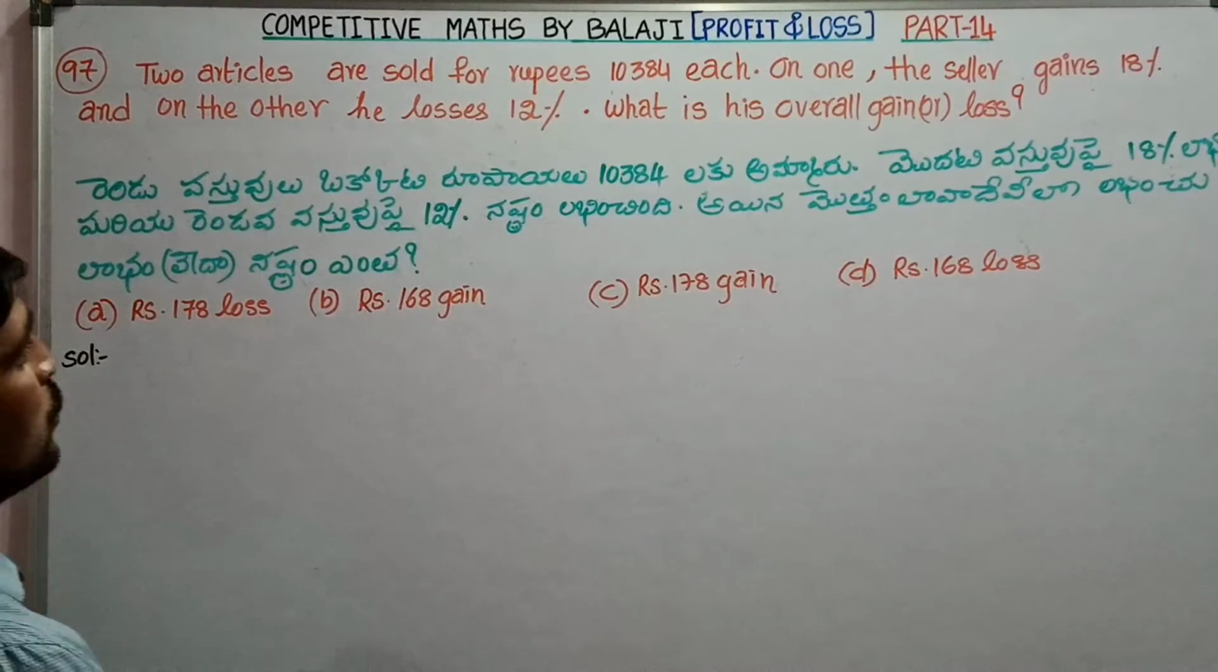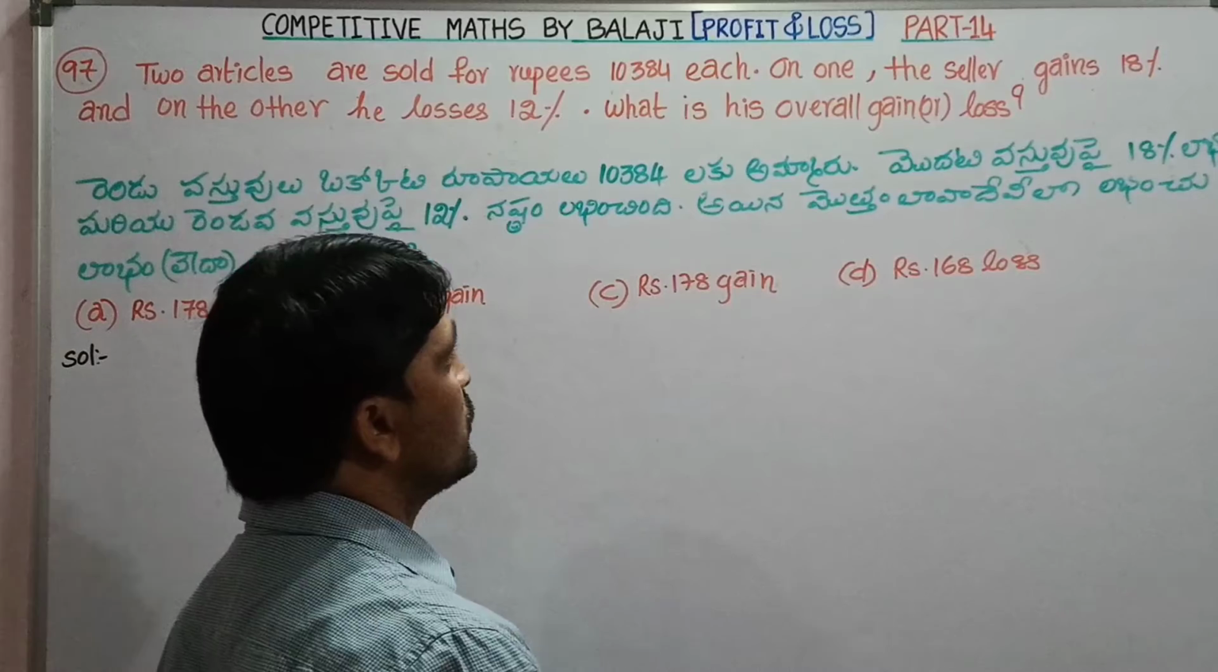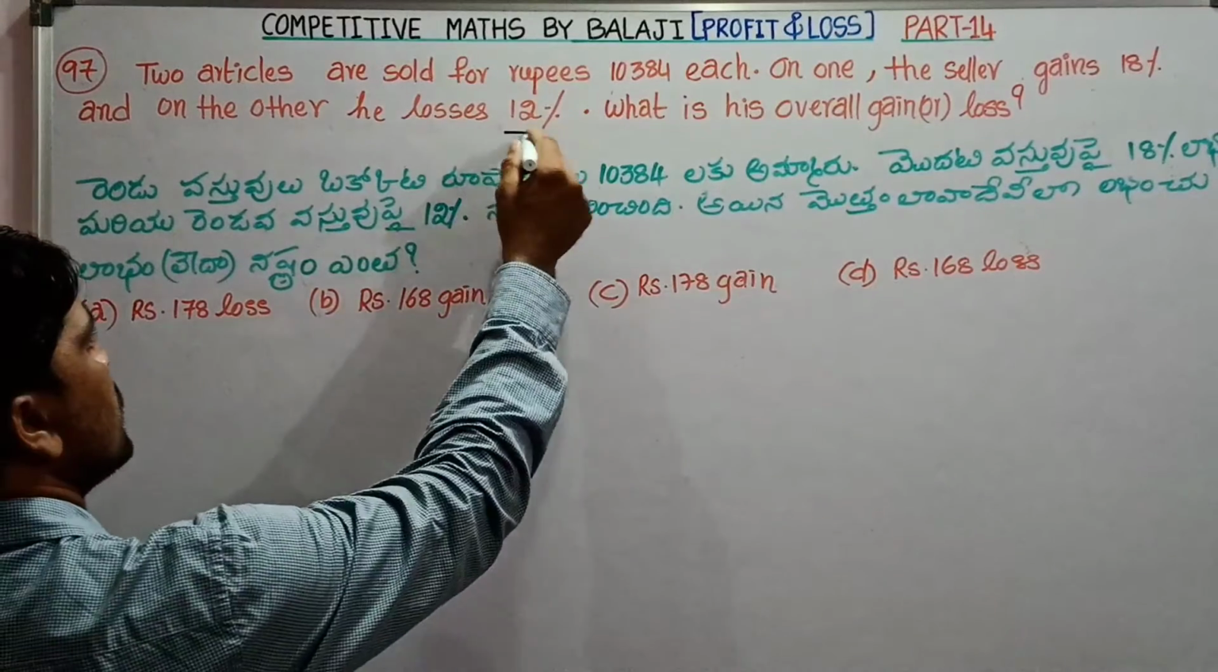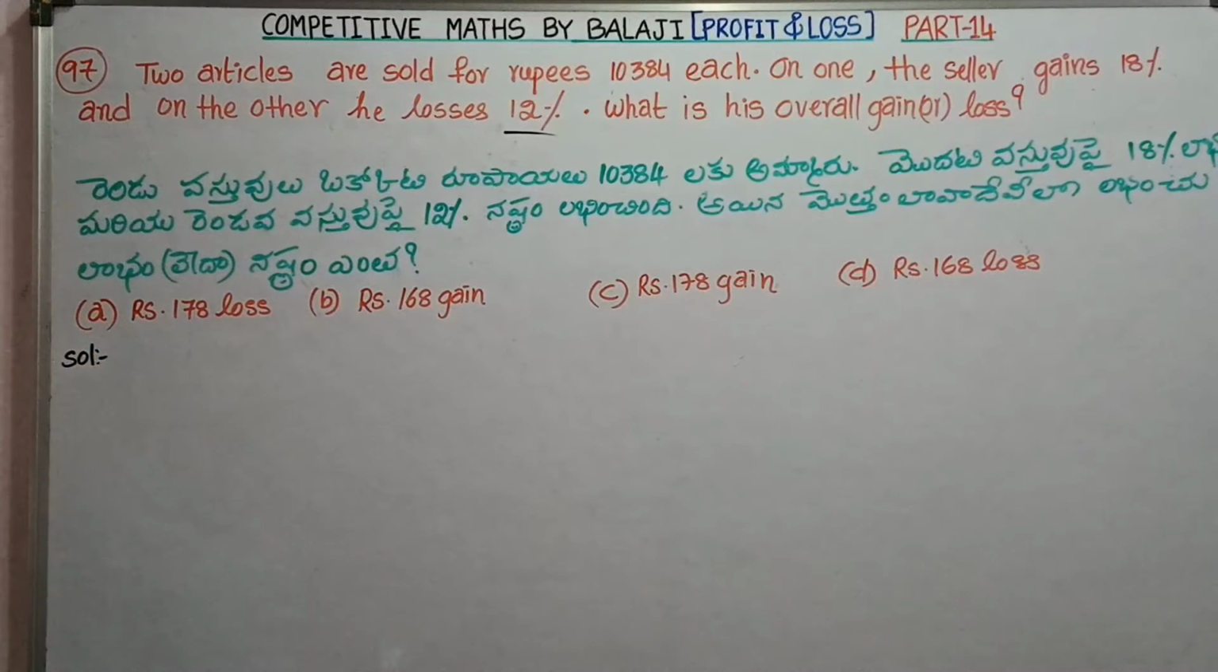Two articles are sold for rupees 10,384 each. On one the seller gains 18% and on the other he loses 12%. What is his overall gain or loss?